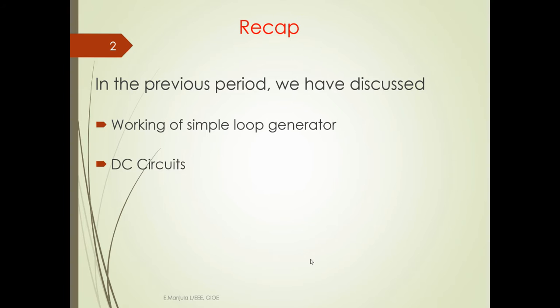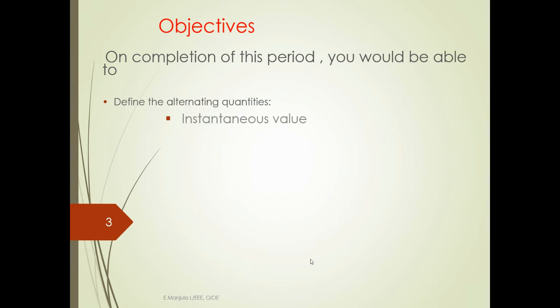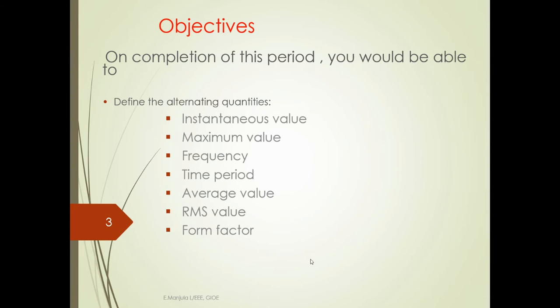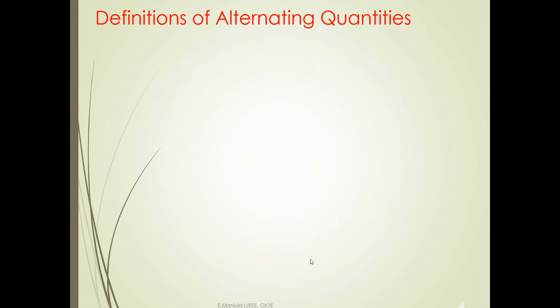So yes, in the previous sessions we discussed about the DC circuits and the working of a simple loop generator also. So today's objectives are the definition of an alternating quantity, and the instantaneous value, maximum value, frequency, time period, average value, RMS value, form factor, and peak factor. Okay, so these are some of the definitions we are going to see, and these are the terms which are mostly used in alternating quantities.